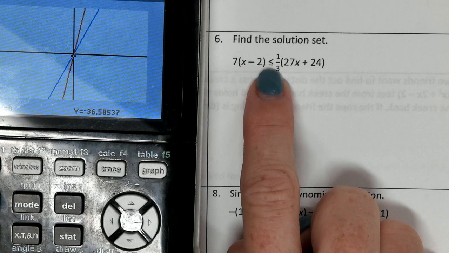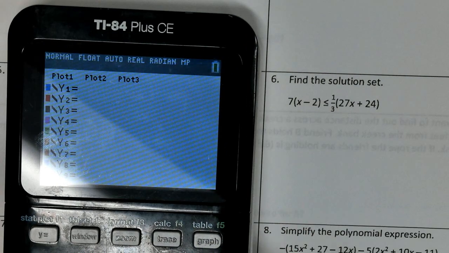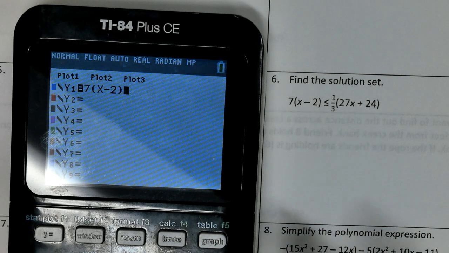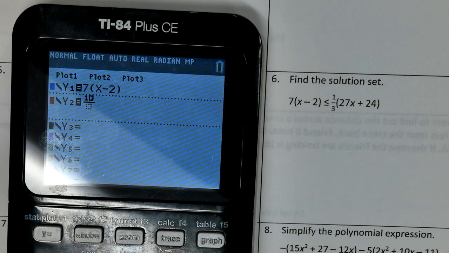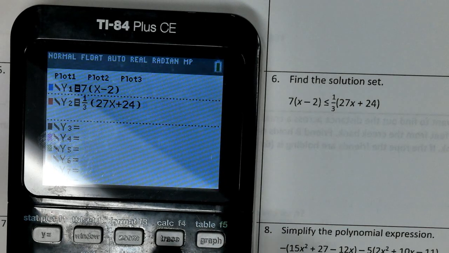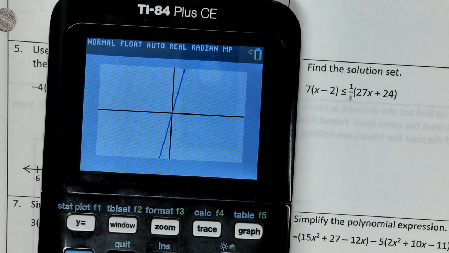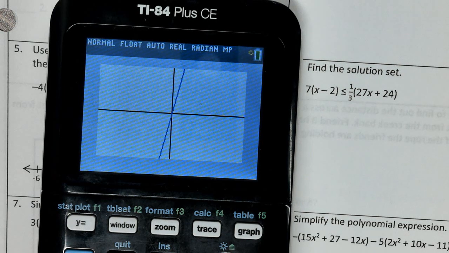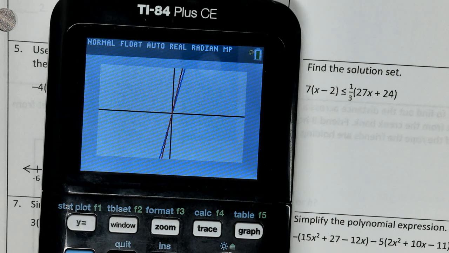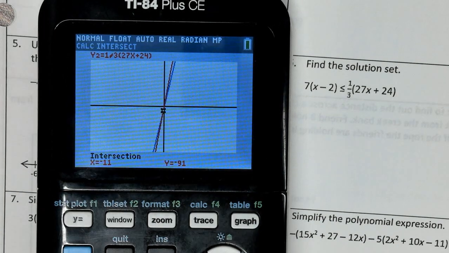I can go put this in and pretend this is an equal sign. So I go to y equals, I clear everything out, I put in 7, open parentheses, x minus 2, close them, and on the right I put in 1/3, open parentheses, 27x plus 24. I hit second trace option 5. Don't touch the screen until the words pop up. There are definitely two lines that intersect. I hit enter, enter, enter, and it's telling me my final answer is going to be -11.